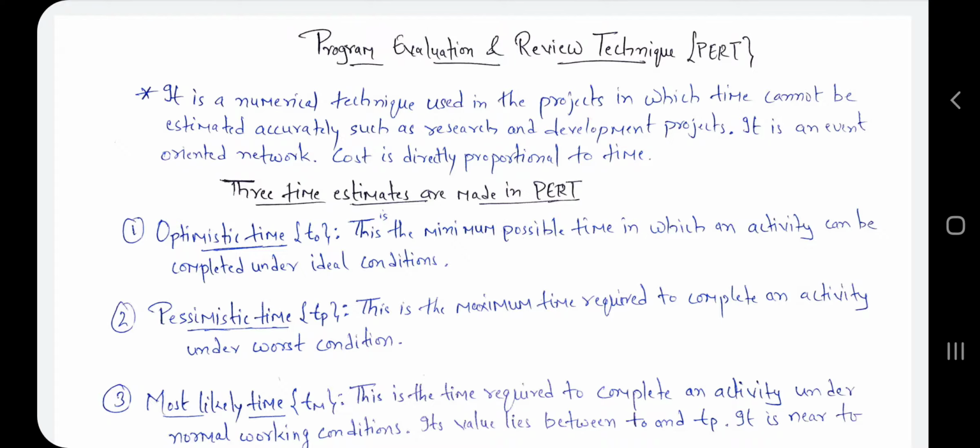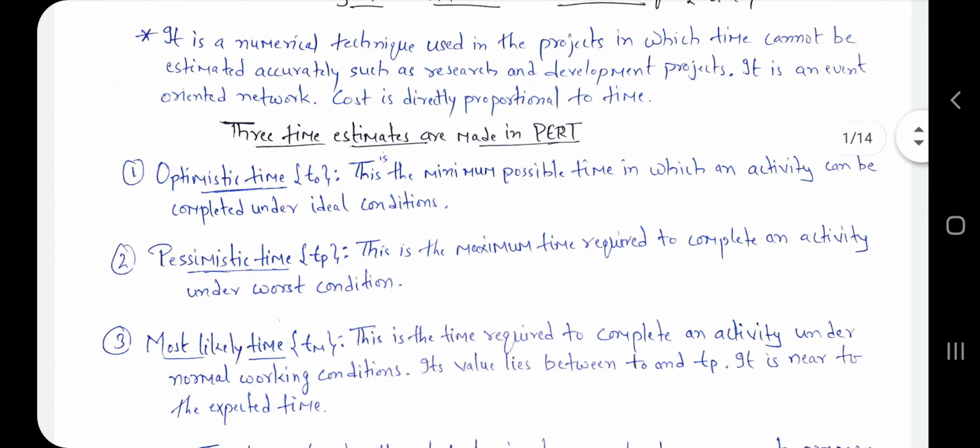Okay, so now there are three time estimates made in PERT. First is optimistic time, second is pessimistic time, and third is the most likely time. Optimistic time is denoted by T naught, pessimistic time is denoted by TP, and most likely time is denoted by TM. So let's discuss the meaning of these three time estimates.